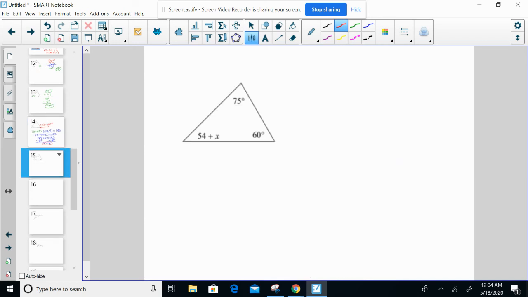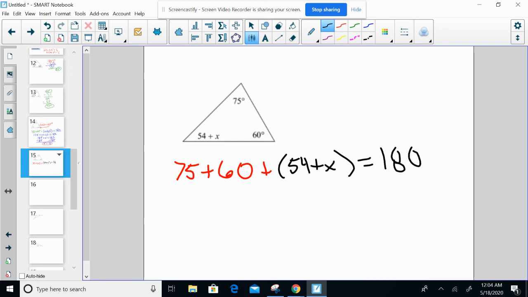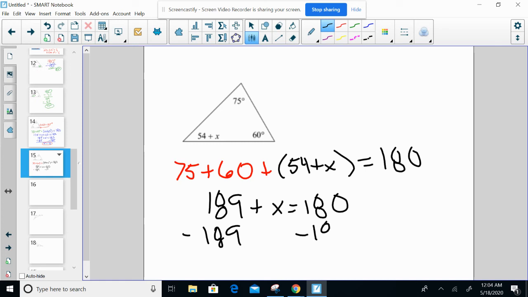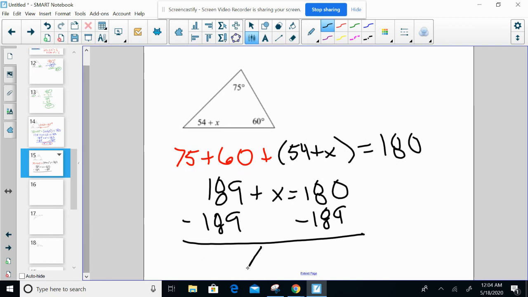Same thing here. 75 plus 60 plus, different color, 54 plus x. So our three angles add up to 180. All right, let's add 75 plus 60 plus 54. It's 189. Plus x is 180. Subtract 189 from both sides to get x by itself. So x equals negative 9.